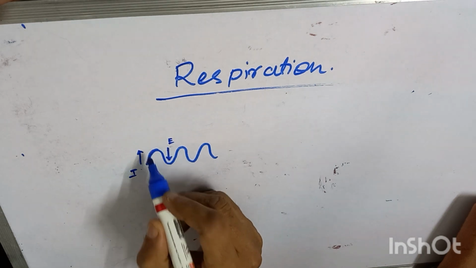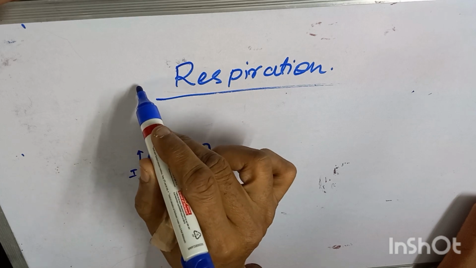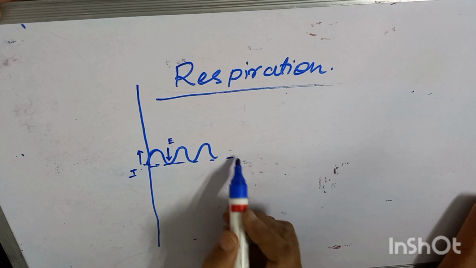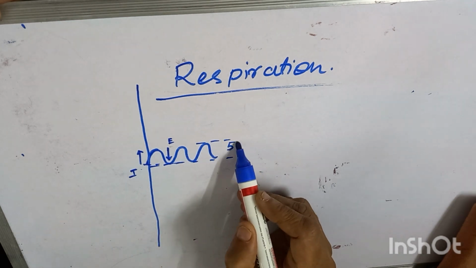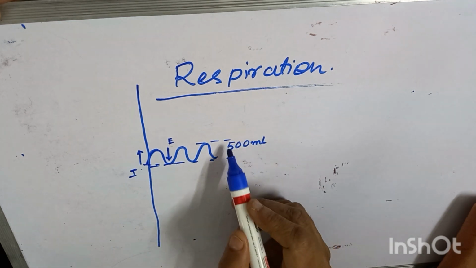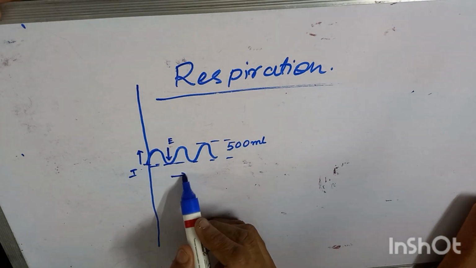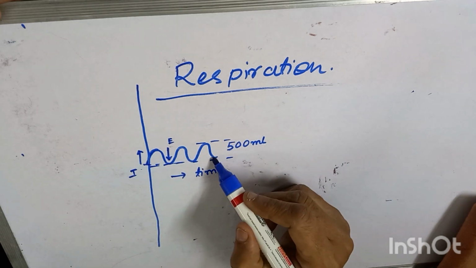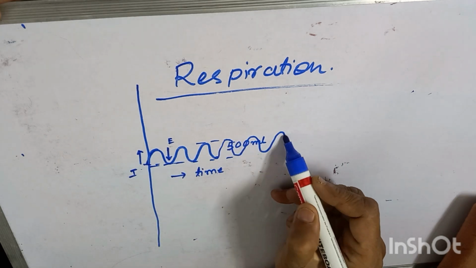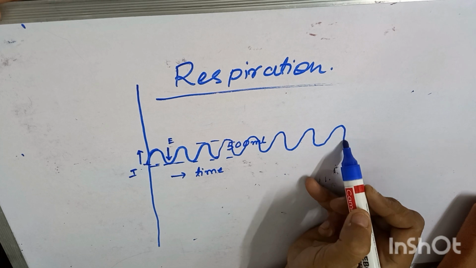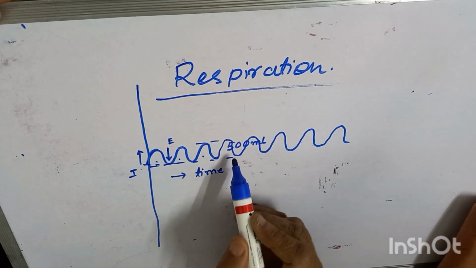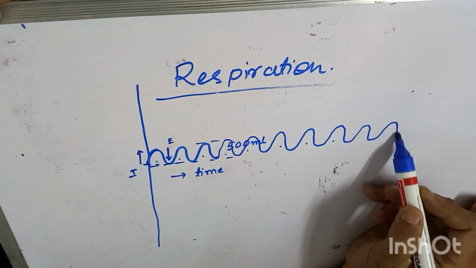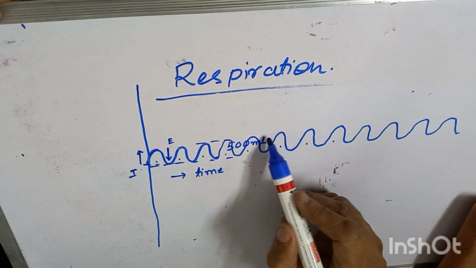This axis is the volume, and this amount is say 500 ml. And this is time. So we are completing this 500 ml of air in 1 minute. 1, 2, 3, 4, 5, 6, 7, 8, 9, 10, 11, 12. Say we are breathing 12 times.